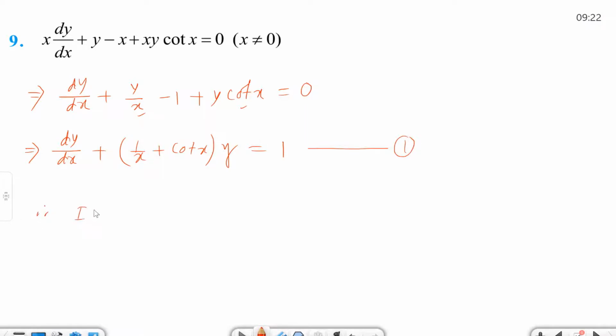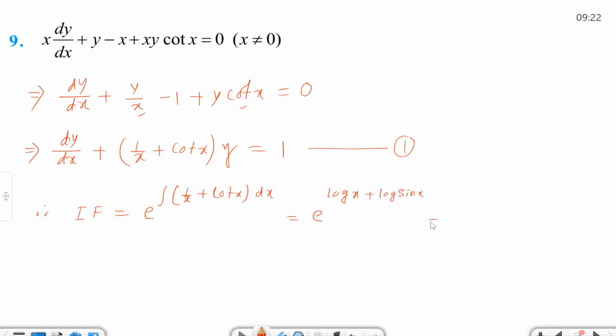Therefore IF is equal to what? IF is equal to e to the power integration P, this total expression, 1 by x plus cot x dx. This is equal to e to the power integration 1 by x, which is log x, then plus integration cot x, which is log of sin x, not sin x, it is log of sin x.